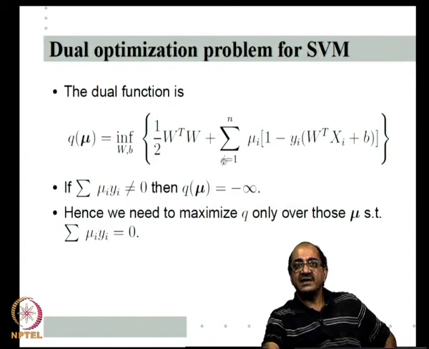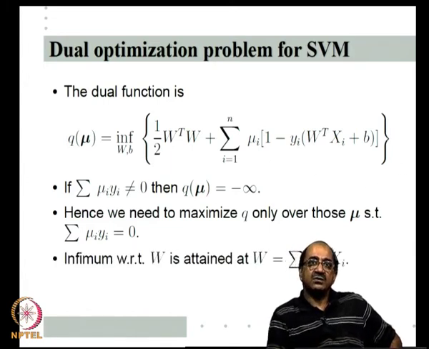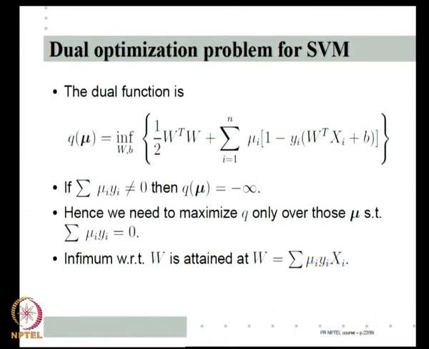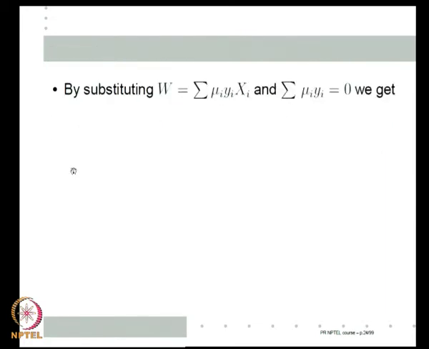Now, I need to only find the infimum of this with respect to w. That means I have to differentiate it, and set the gradient with respect to w equal to 0, which we have already done earlier. So, I know the infimum with respect to w is attained at w equal to summation mu_i y_i x_i, because we just differentiate with respect to w and set it equal to 0. So, how do I get q(mu) for a given mu now? For that mu, I write w equal to summation mu_i y_i x_i, substitute it in this expression, and impose summation mu_i y_i equal to 0. Then I get q(mu). Let us calculate q(mu).